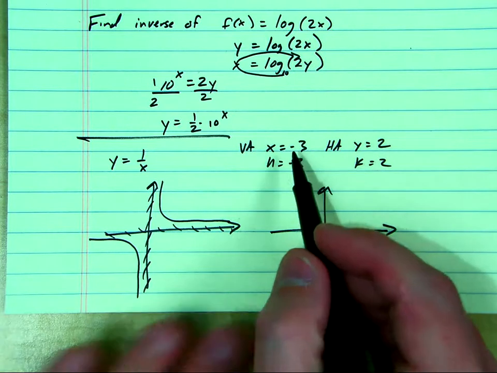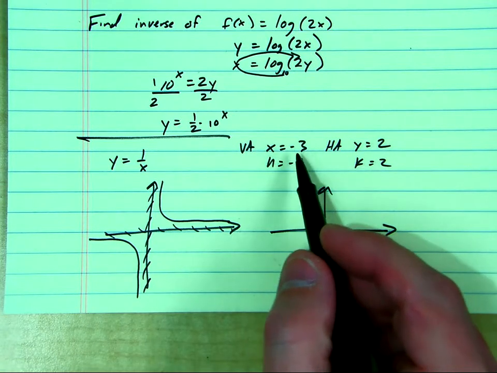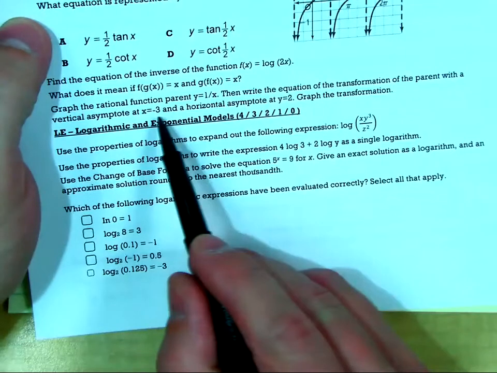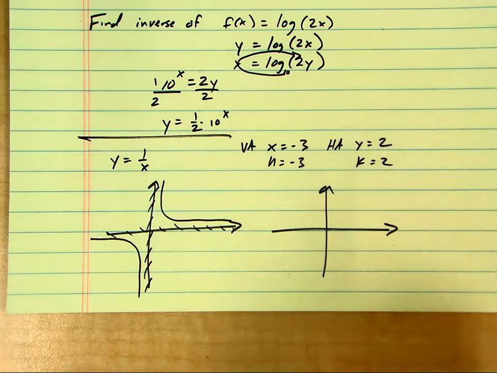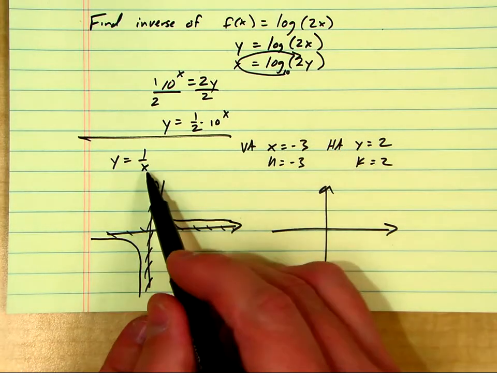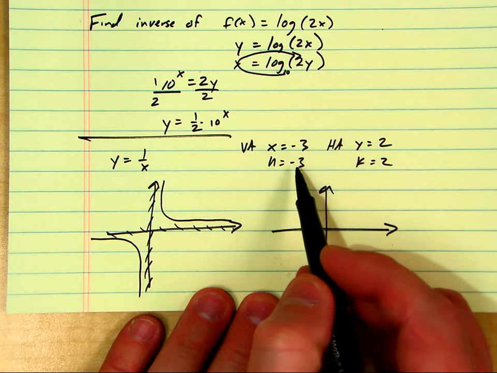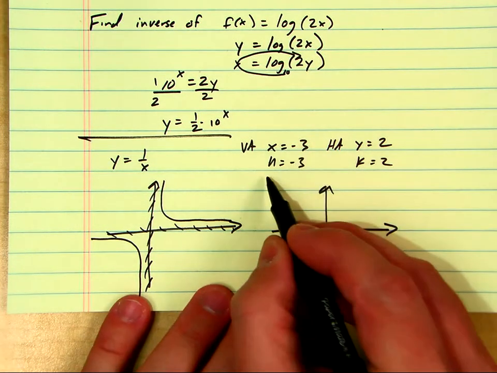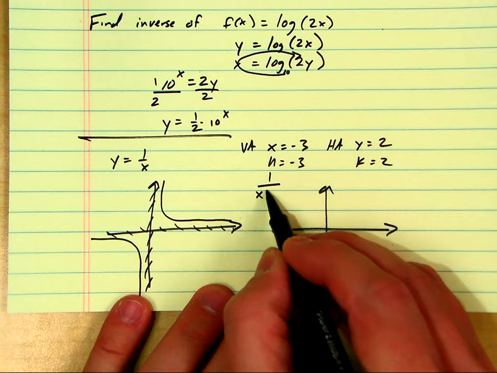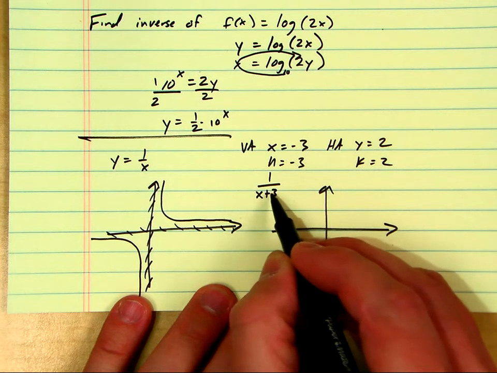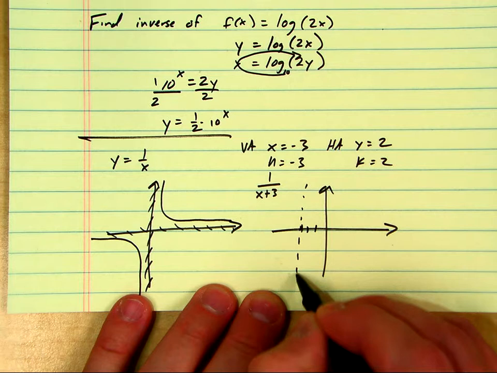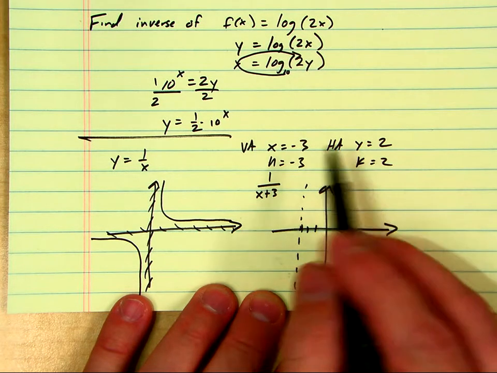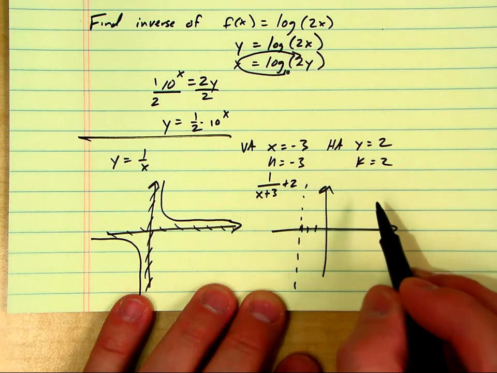Now what happens if they say, hey, graph one with the vertical asymptote at x equals negative 3 and a horizontal asymptote at y equals 2, graph the transformation? Well, I happen to know, remember, that wherever the vertical asymptote is, that's what h is. So if h is negative 3, that must mean I have x plus 3 as part of my equation because h lies. So let's go ahead and make our vertical right there at negative 3. And k is 2. So there's my equation.